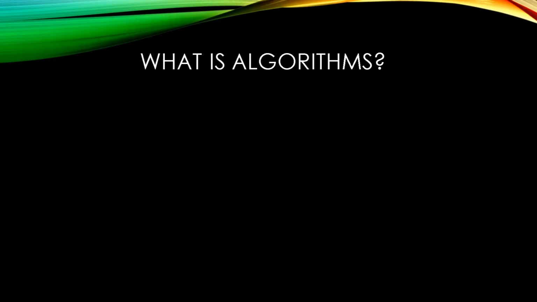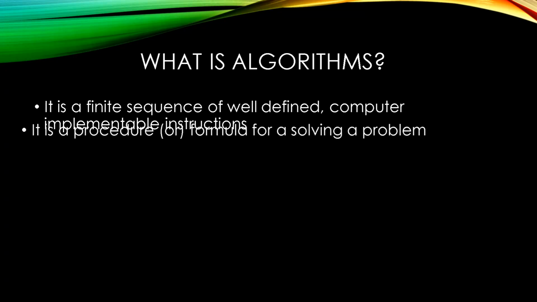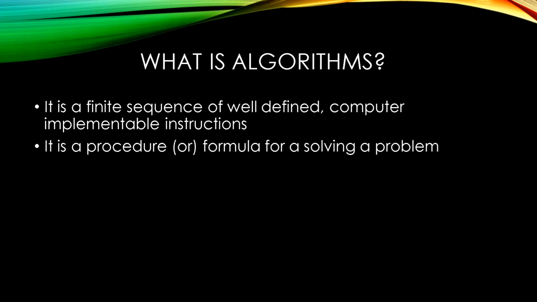Now, what are algorithms? An algorithm is a finite sequence of well-defined, computer-implementable instructions. We define a sequence of steps that is mostly repeatable, and we use it to solve a particular problem. It is a procedure or a formula for solving a particular problem. It can be a mathematical problem or a logical problem. For any kind of problem, we define some steps, and based on those steps the problem can be solved. That is the objective of an algorithm.